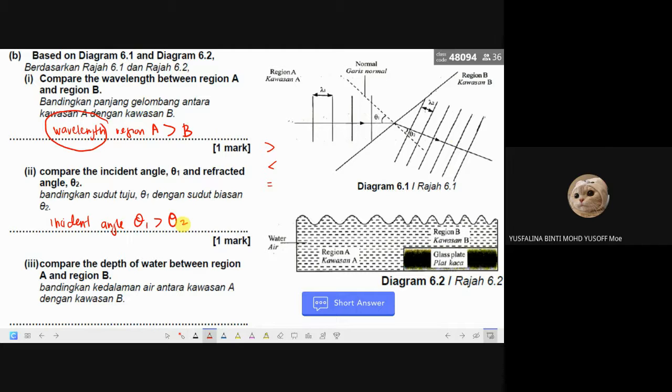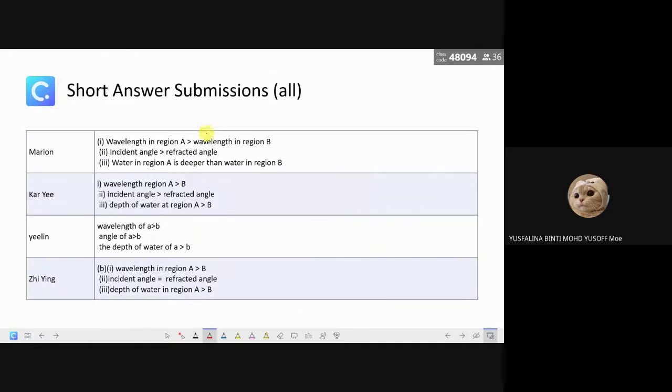Okay, the next one you have to compare the depth of water between region A and B. So what you can do here, they didn't give you a diagram. They just give you the wavelength. So what you have to know here, the higher the wavelength, the deeper the depth of the water. So it means this one is the deep area and this one is the shallow. Okay, so the depth of water, A is higher than B. Okay, so that's the answer. Okay, so let's check your answer here. Okay.